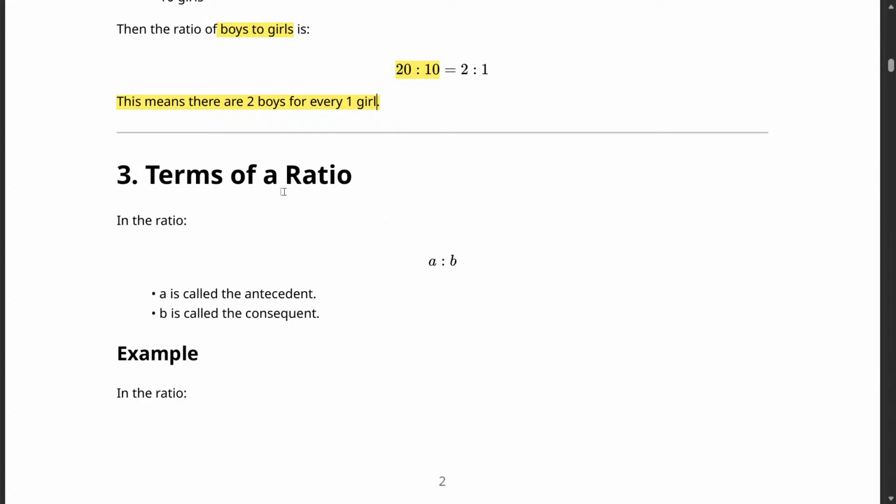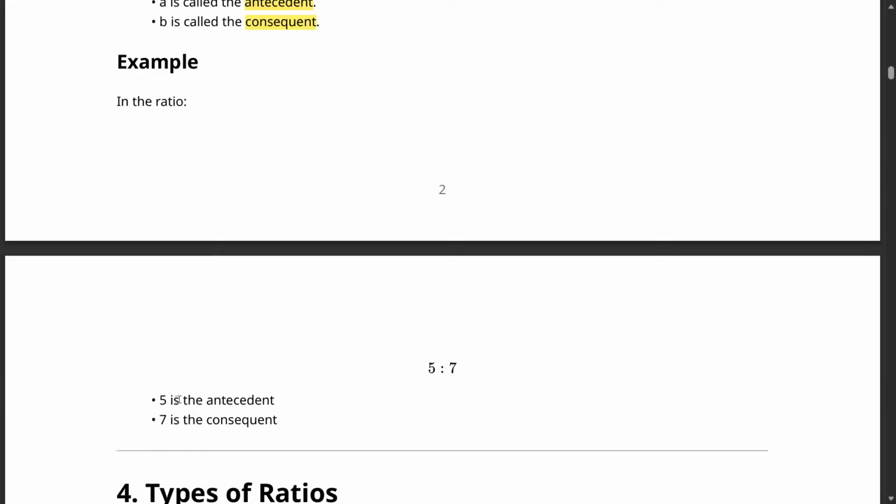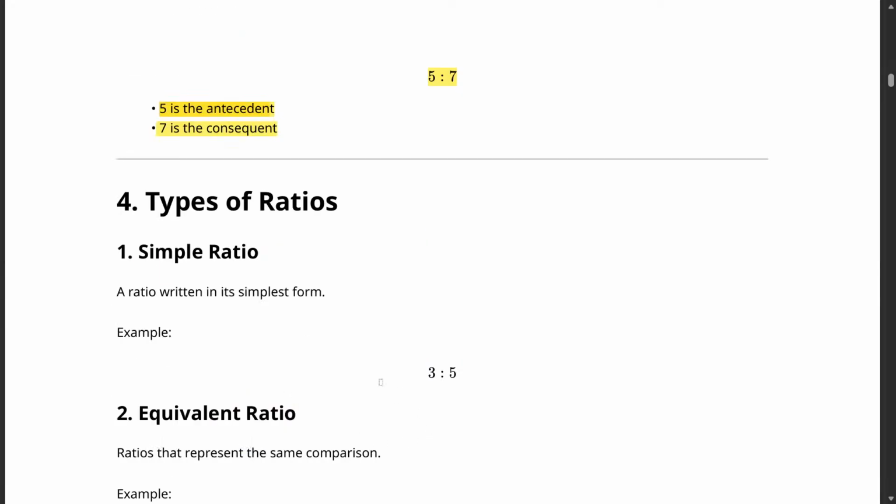Terms of a ratio. In the ratio A is to B, A is called the antecedent and B is called the consequent. In the ratio 5 is to 7, 5 is the antecedent and 7 is the consequent.